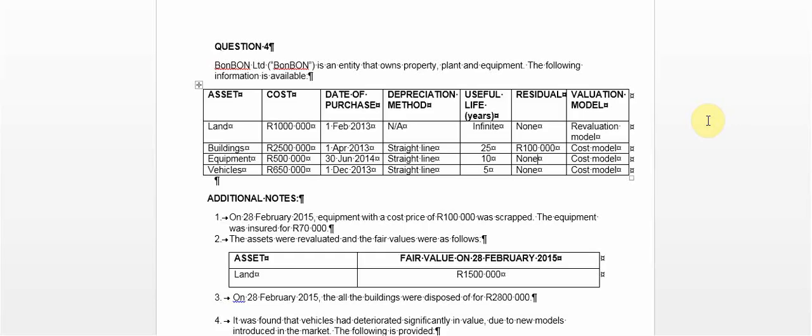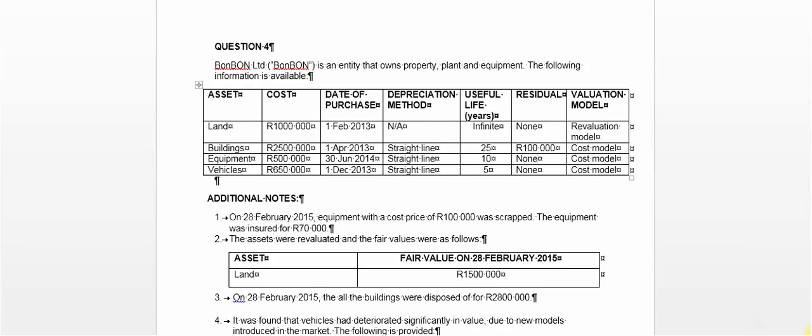Then they give you the cost price, the date of purchase, which is very important in terms of calculating accumulated depreciation. They give you the depreciation method, which is straight line in all instances except for land. Then they provide you with the useful life in years. You will see land is infinitely used, while the others have a useful life of 25, 10, and 5 years respectively. Then they've given you a residual value only in one instance, which is for the buildings. And then there's a valuation model provided. You will see that land is carried on the revaluation model, but it's not depreciated. And the buildings, equipment, and vehicles are carried on the cost model.